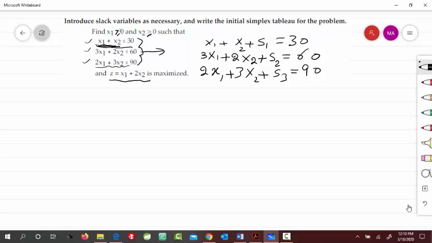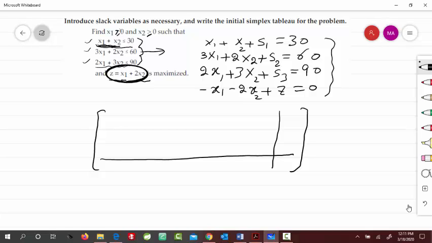Then we have to write the objective function in standard form, meaning all the variables on the left side. So x1 and 2x2 move to the left side, and this becomes negative x1 negative 2x2 plus z is equal to 0. Now these equations and the objective function form a system of equations. From here we write the augmented matrix, with a little modification, and we call it a simplex table.